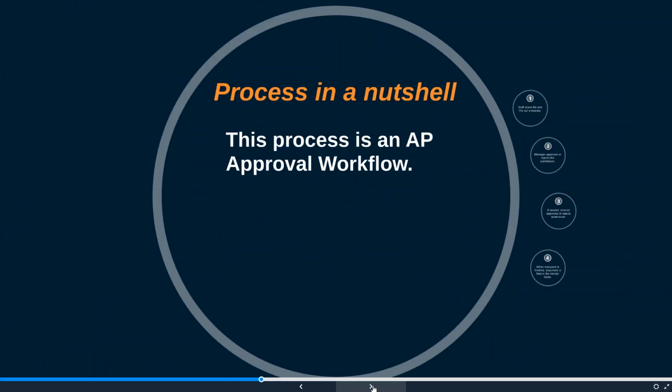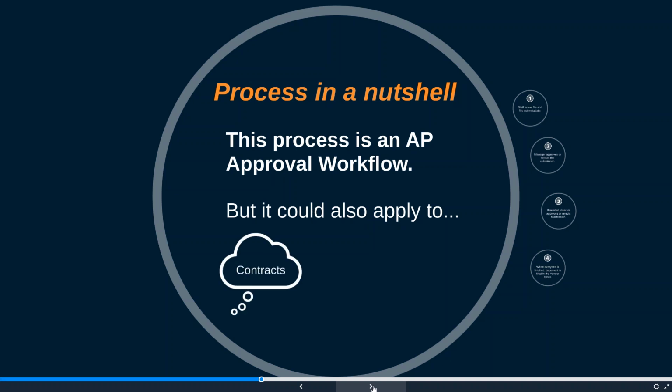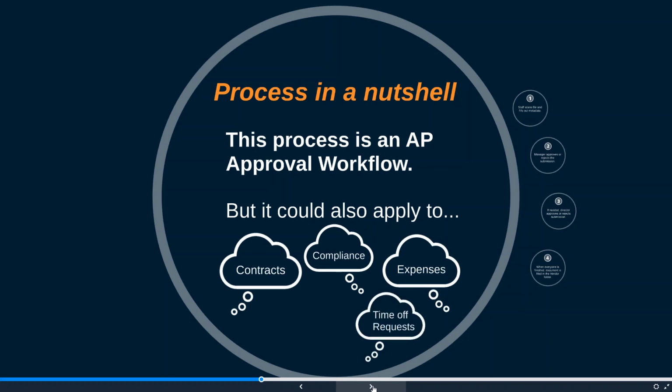Now let's go through what the process looks like in a nutshell. Today we're going to build a workflow AP process, but this type of approval process, where a document comes into Laserfiche and gets approved by several people before its final filing location, could also apply to a lot of different processes. So these skills and these workflow activities can apply to things like contracts, compliance documents, expenses, time off requests, and records management.